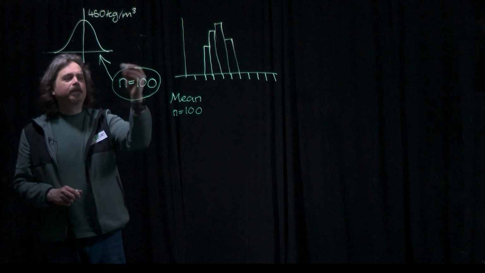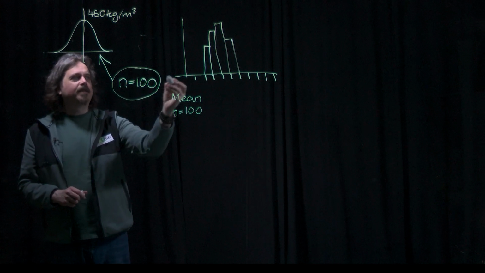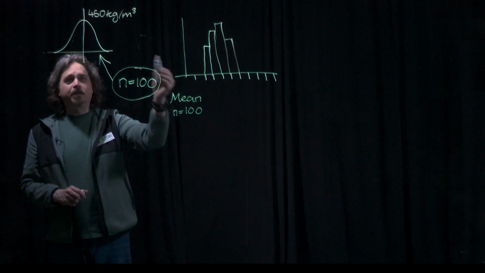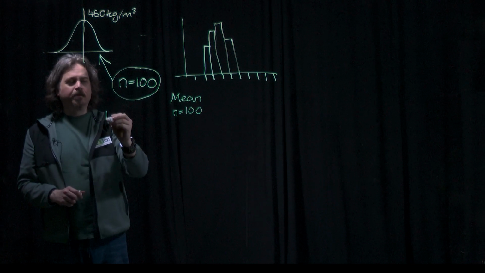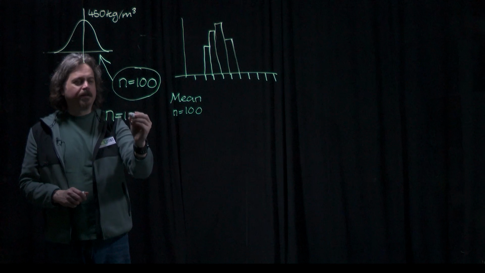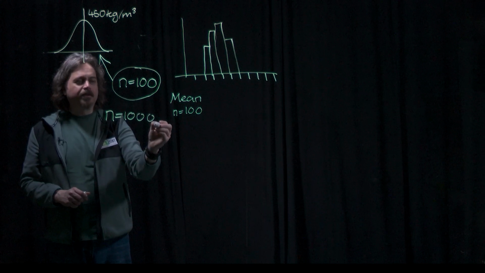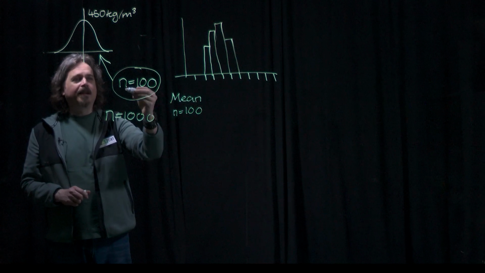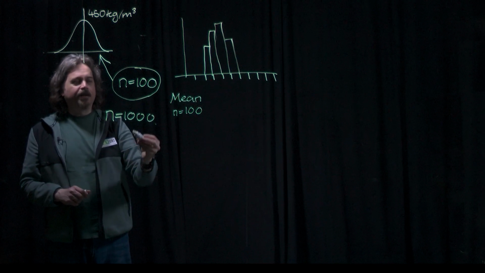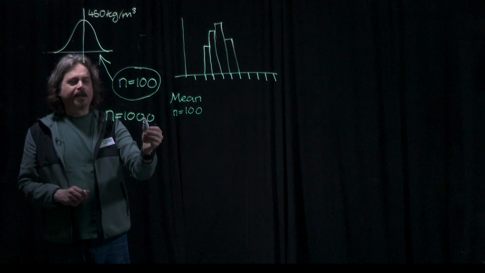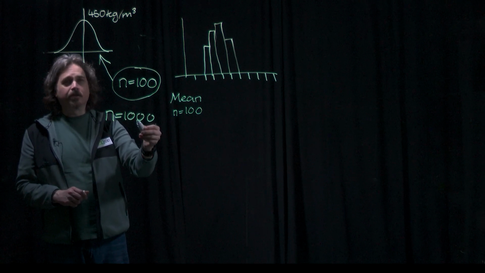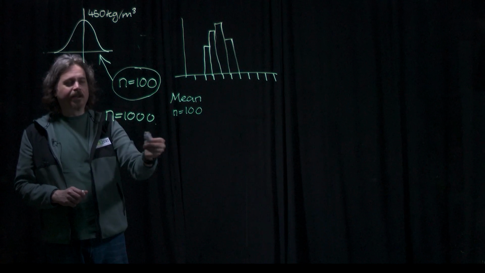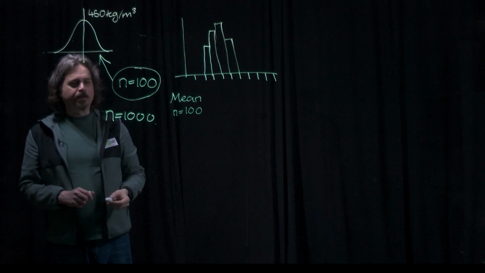So our sample is the way of estimating the properties of the population. To get a better estimate of the properties of the population, we can take a bigger sample. So if we took n equals 1,000, we would have a better estimate of the mean than if we had taken n equals 100. And there are statistical approaches that will allow you to calculate the confidence of your estimate based on the sample size and the variation within that population.